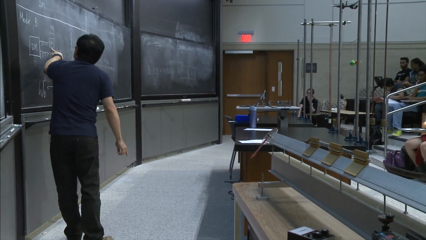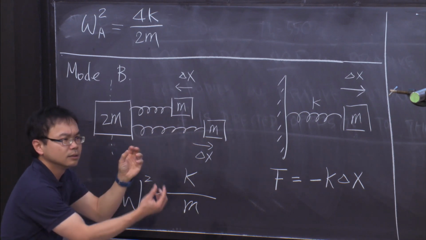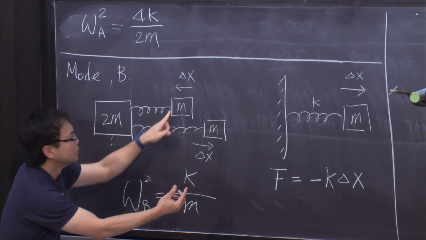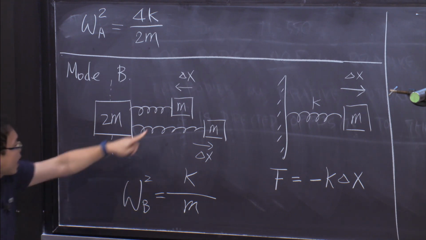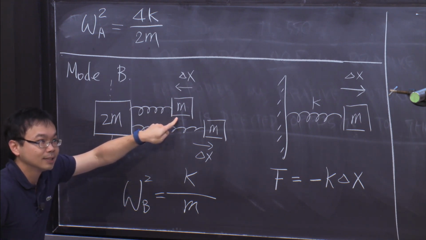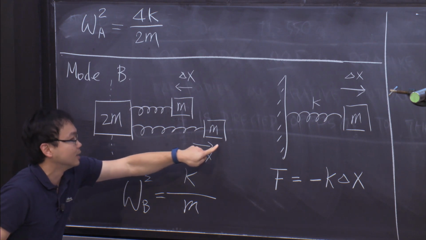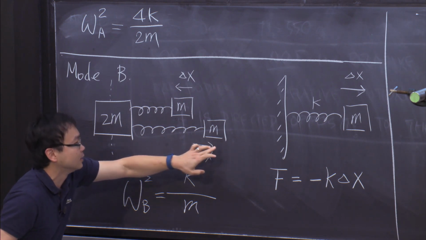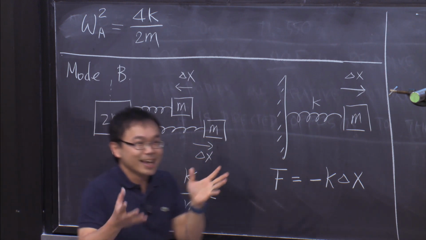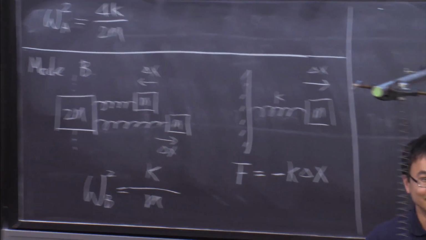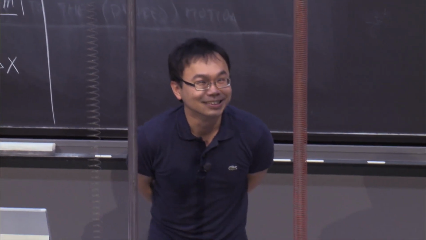This guy is actually oscillating out of phase, right? These two are out of phase. But I can argue that the amplitude of the first mass has a minus sign compared to the second mass. Then they are, again, in phase. Okay, very good.